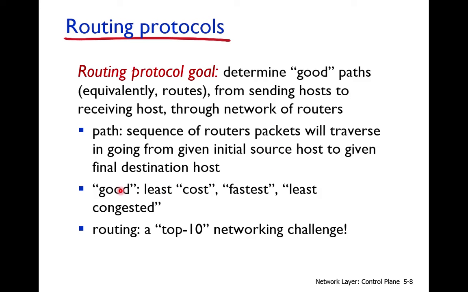And a path can be called a good path. That path is good which has the least cost, or which is fastest, which has higher bandwidth, or which is less congested, that is, which has low traffic. If we have low traffic, then the data can be moved fast. This routing is also one of the top 10 problems in computer networking.